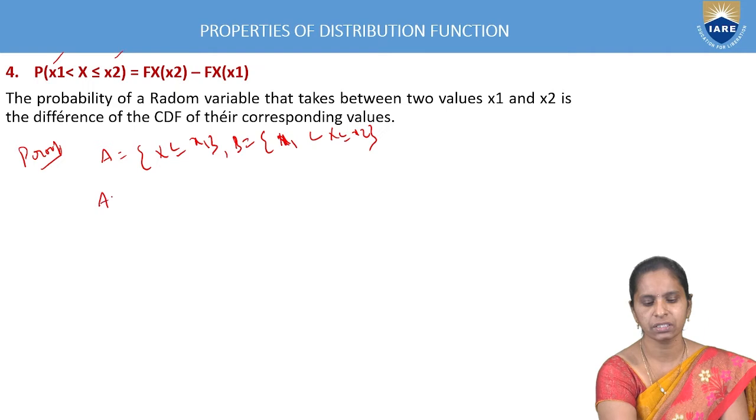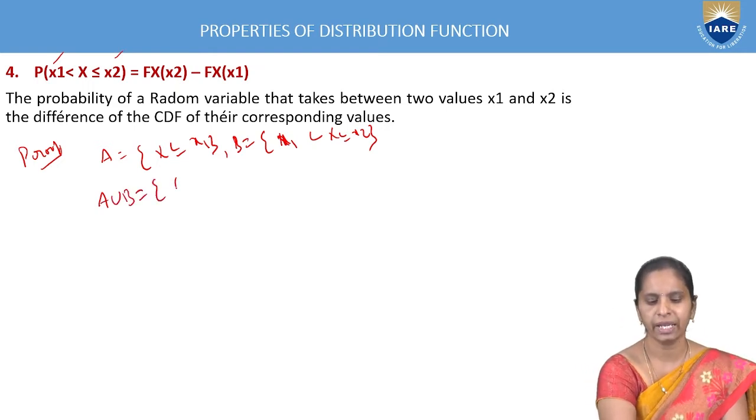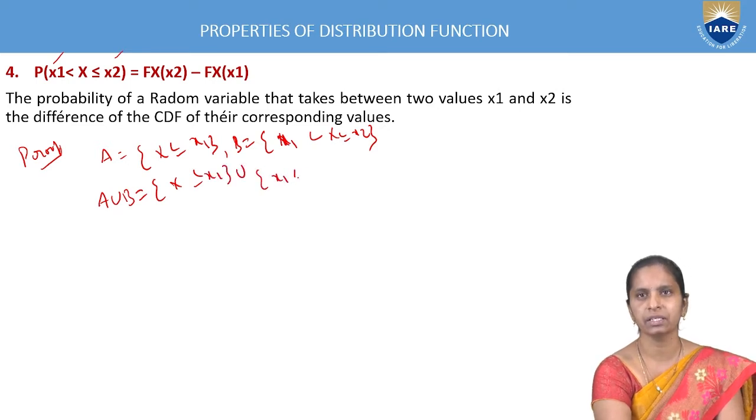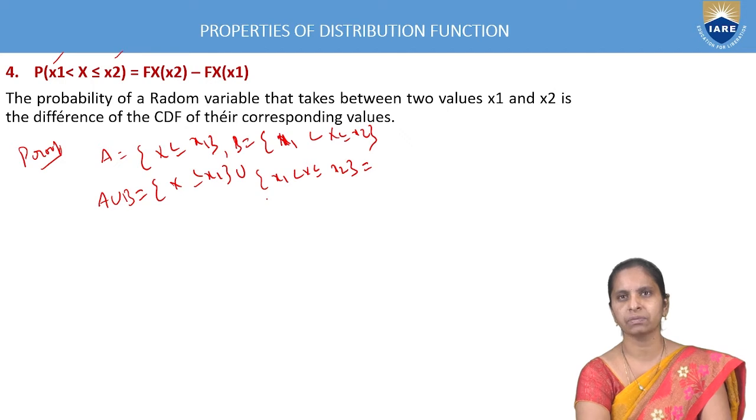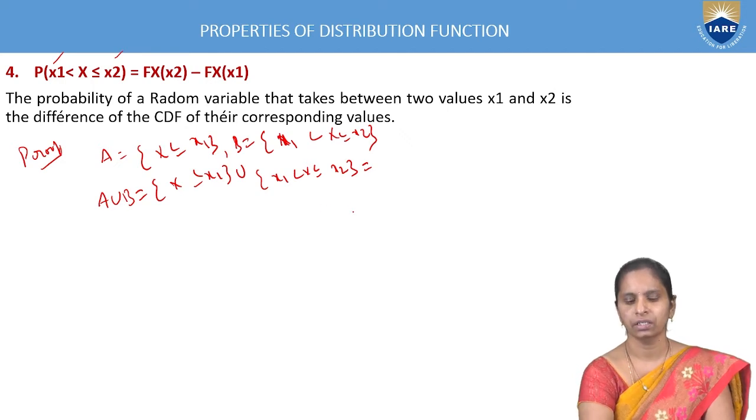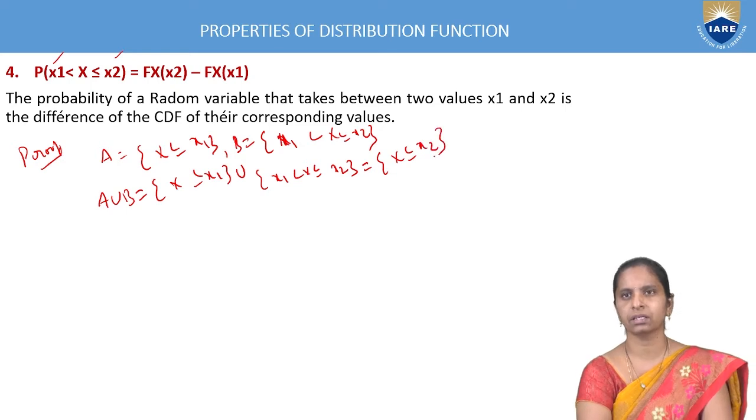If you observe this, then what is my A union B? That is nothing but X is less than or equal to X1 union X1 less than X less than or equal to X2. Now what is A union B? X is less than or equal to X1 and X is from X1 to X2. Then A union B is equal to X less than or equal to X2.